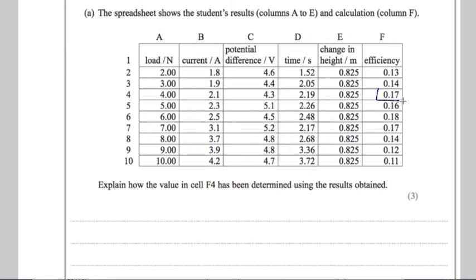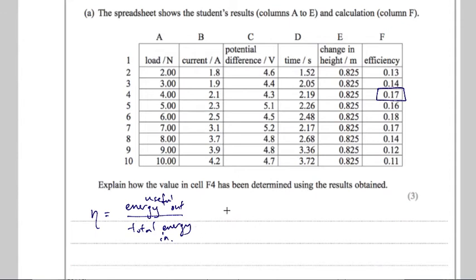So we're looking at this 0.17. Well, we want to find the efficiency, and the efficiency is given by energy out, or the useful energy out, divided by total energy in. So this is what we're trying to use, and we're going to try and determine the useful energy out and the total energy in.